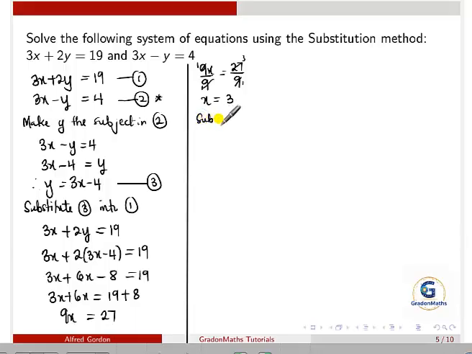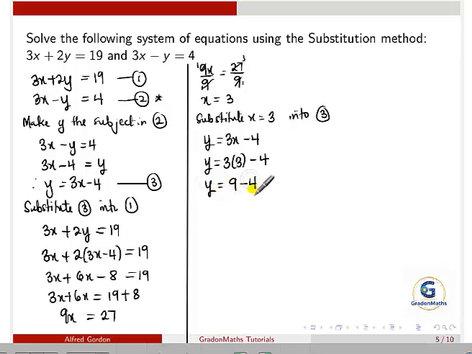So we can now substitute. Okay, so here let us substitute x is equal to 3 into any of our equations we have here, and I prefer equation 3. So we have y is equal to 3x minus 4 for equation 3, and we know x to be 3. So we have y is equal to 3 multiplying 3 for x minus 4. Simplifying this will give us 9 minus 4, which will give us y is equal to 5. Okay, so here we can see that our x is equal to 3 and then our y is equal to 5.